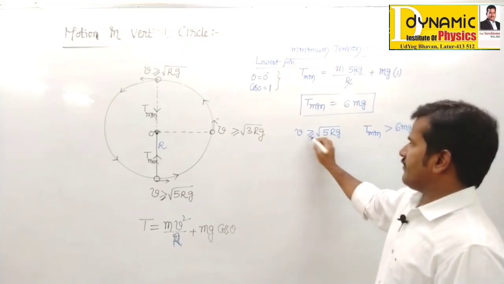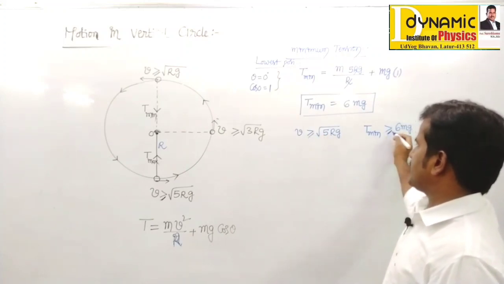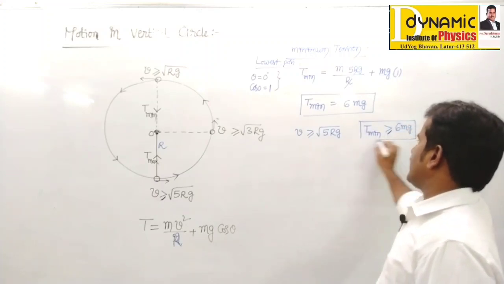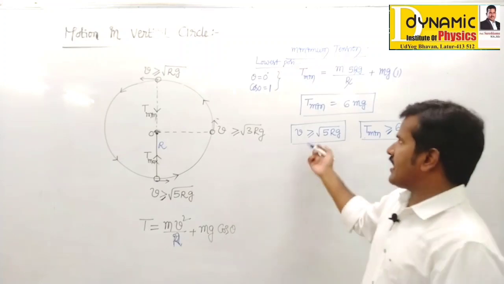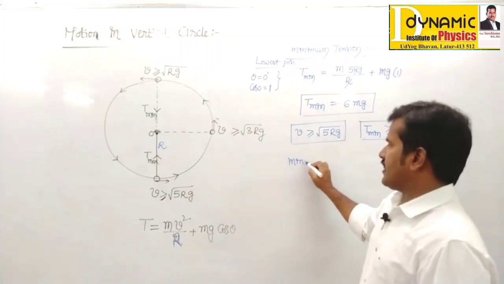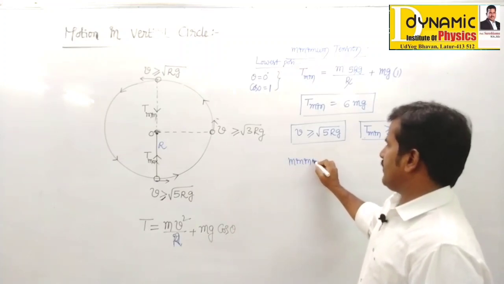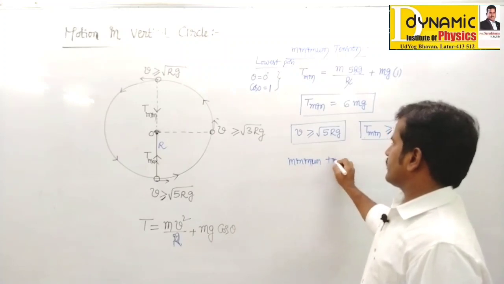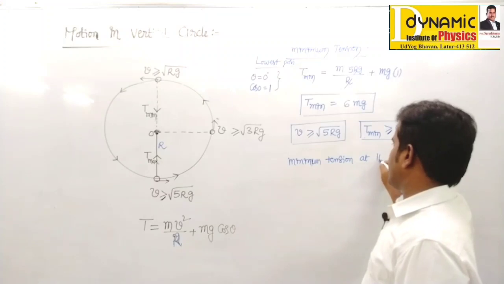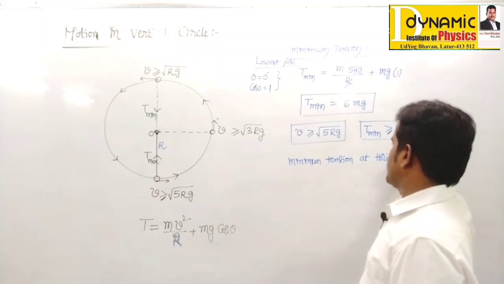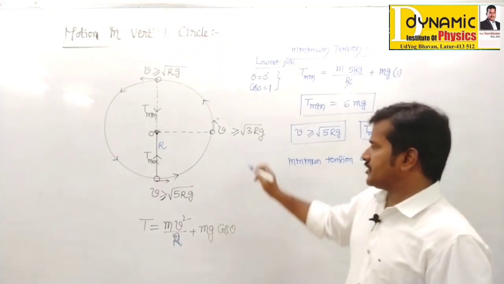If it is equal to 5 rg, then the tension is 6 mg. This is the tension at the lowest position. Now the minimum tension at the horizontal position: what is the minimum tension at a horizontal position?